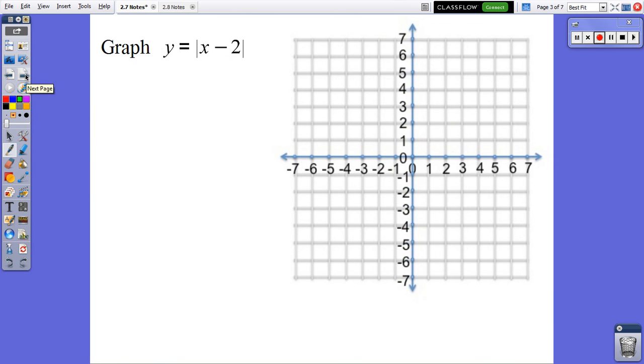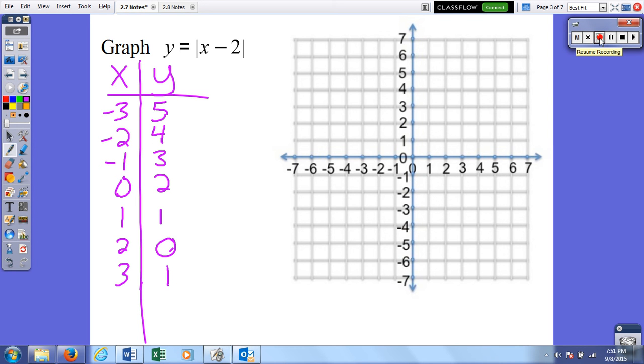Well, what if we have something like this? If we have the -2 inside the absolute value? Well, this is going to do something else. Again, if you don't know what the graph looks like, just make a table. Pick some random values and see what happens. So I'll pick all the same values as we had last time.